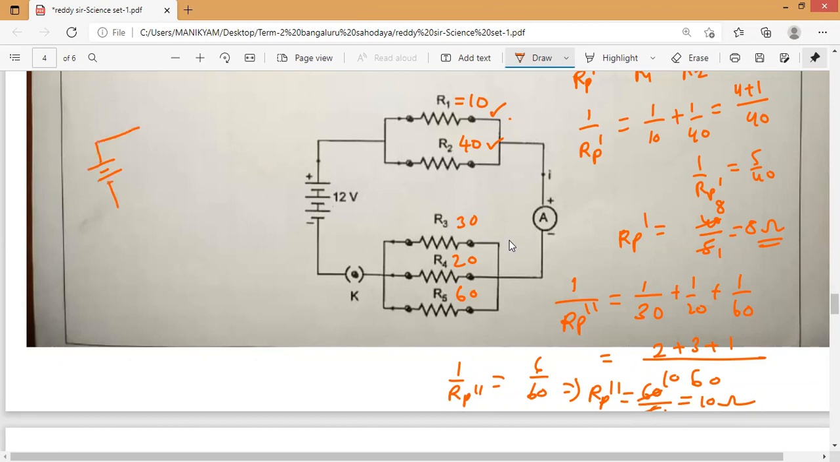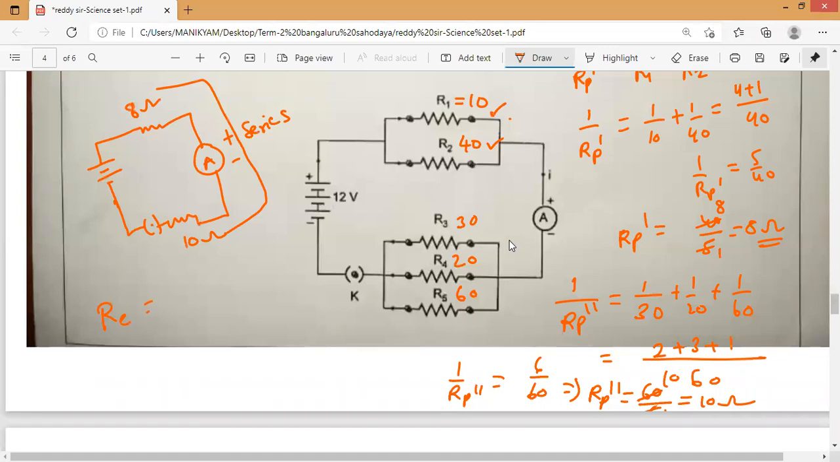You have to draw the circuit every time. So the circuit is modified like this, with the ammeter and plug key, and these combinations give this 10 ohm and this 8 ohm. Both are in series connection. So the total equivalent resistance is RP dash plus RP double dash, which is equal to 8 plus 10, which is equal to 18 ohms. That is the equivalent resistance.